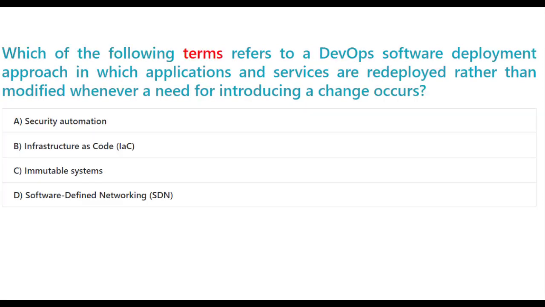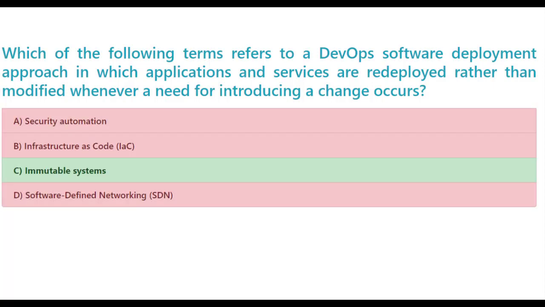Which of the following terms refers to a DevOps software deployment approach in which applications and services are redeployed rather than modified whenever a need for introducing a change occurs? A. Security automation. B. Infrastructure as code, IAC. C. Immutable systems. D. Software-defined networking, SDN. The correct answer is C. Immutable systems.